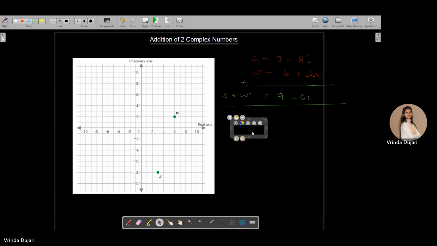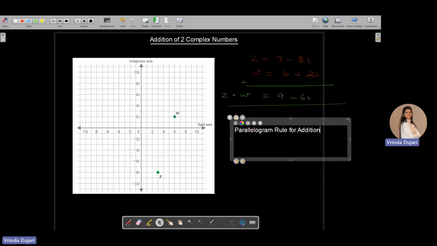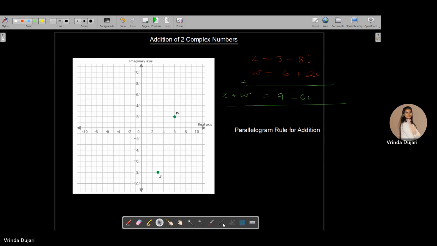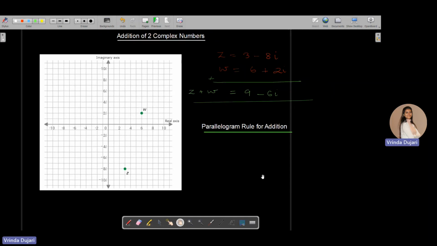Parallelogram. I hope you guys can recall what a parallelogram is. If not, you can pause the video and just rewind your memory. Okay, so parallelogram rule for addition. And I'm a very structured person. I just need to draw a line below every heading.